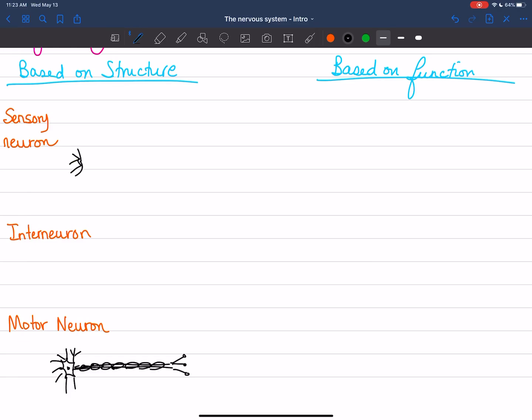So I'm going to have dendrites, but then I'm going to have a little piece of axon. Then I'm going to have my cell body looking a little weird over there. Almost like a periscope in a submarine. And then I'm going to have my synaptic knobs on the other side.